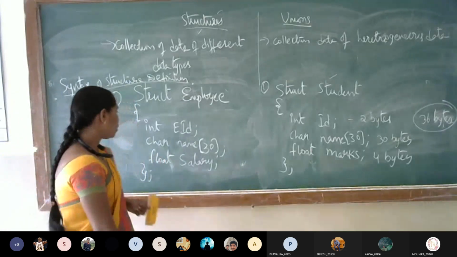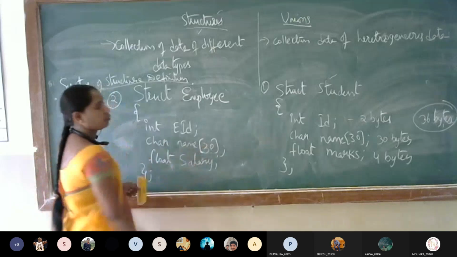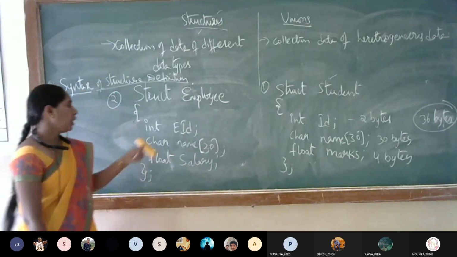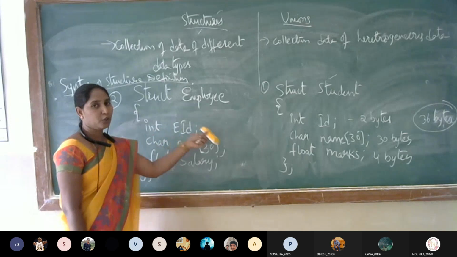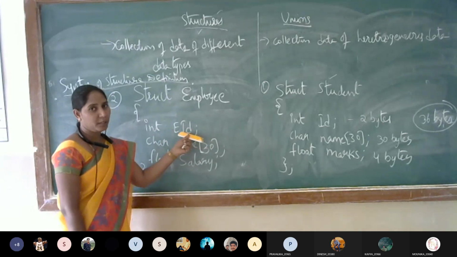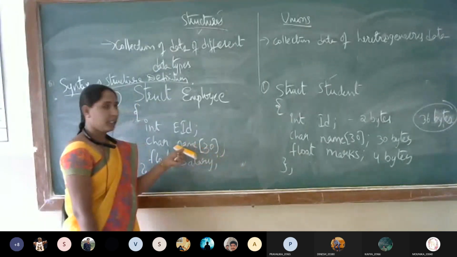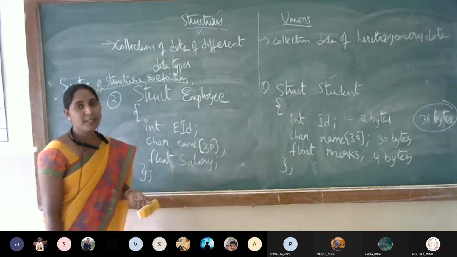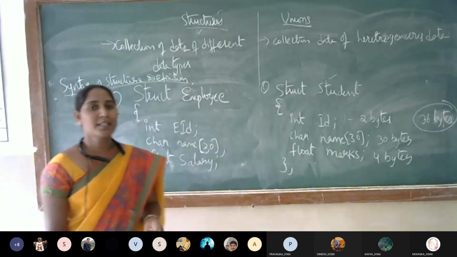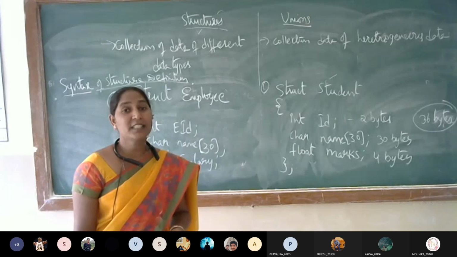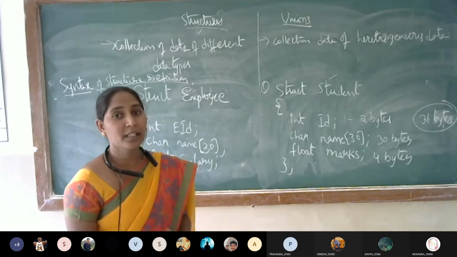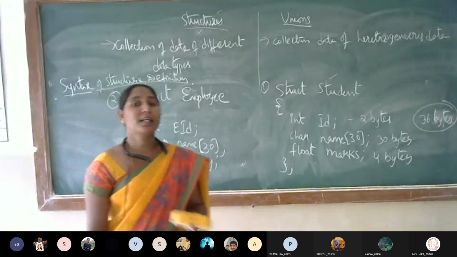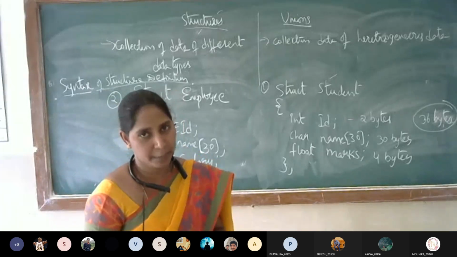For this one also, the same 36 bytes of memory will be allocated. In the memory allocation, 2 bytes are allocated for the employee ID, within 30 bytes of memory the name will be stored, and within 4 bytes of memory the salary will be stored. This is the definition of the structure. That means you are declaring only a structure. Next we'll see the declaration of structure variables.